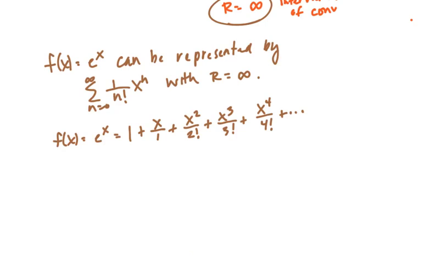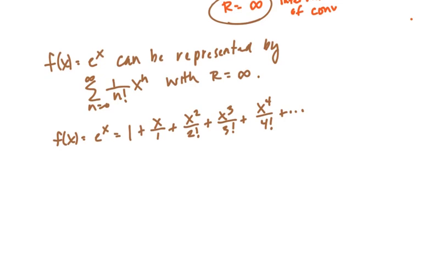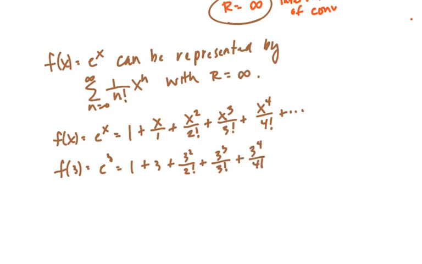I can find f of x equals e to some power. So let's say f of 3, this means we do e to the 3rd equals 1 plus 3 plus 3 squared over 2 factorial plus 3 to the 3rd over 3 factorial plus 3 to the 4th over 4 factorial. Now if you do those calculations and add them up, you'll find a very close approximation of e to the 3rd.